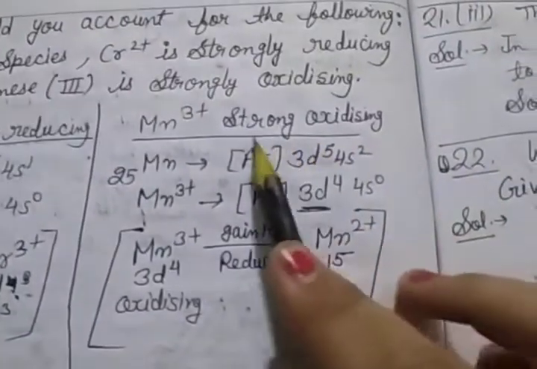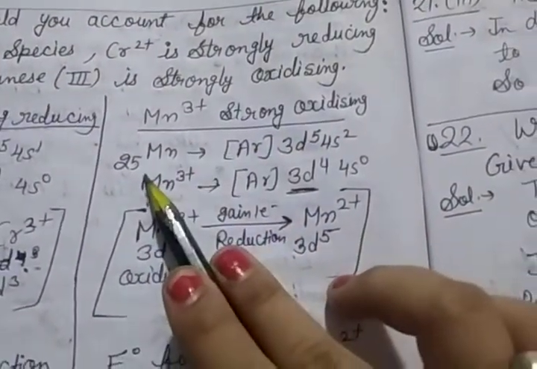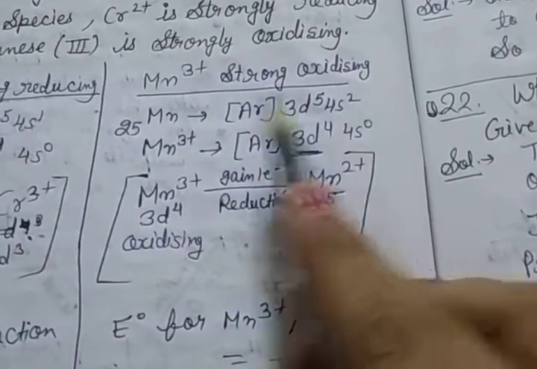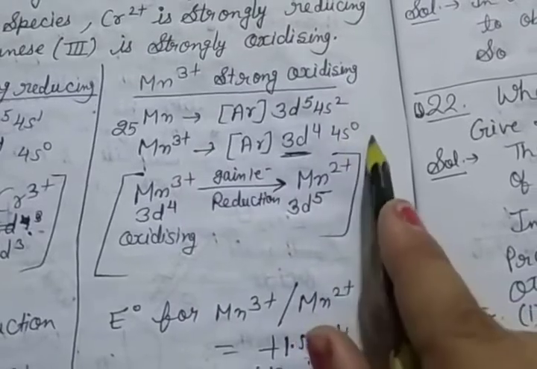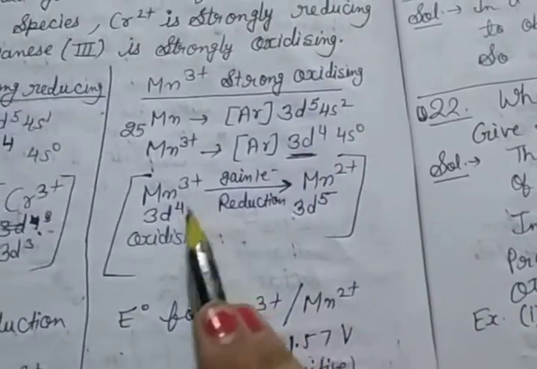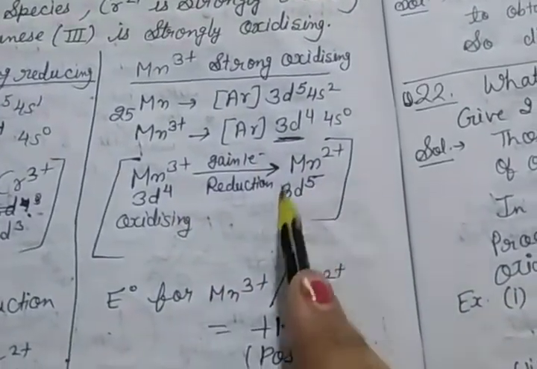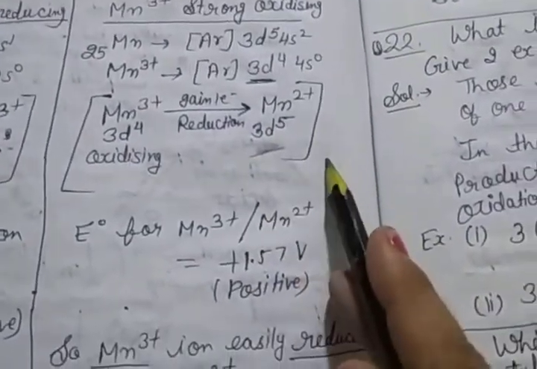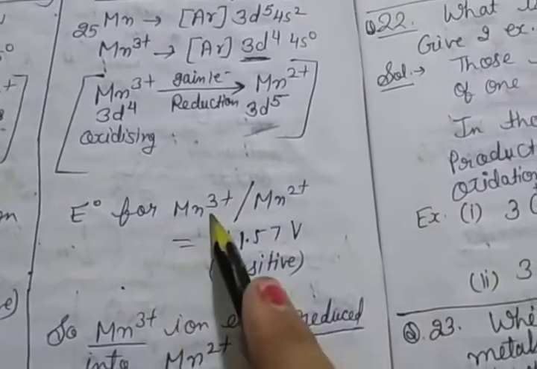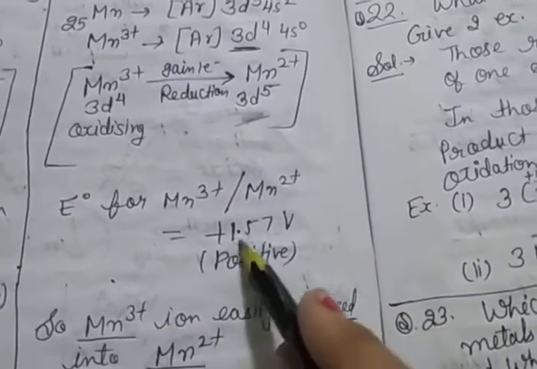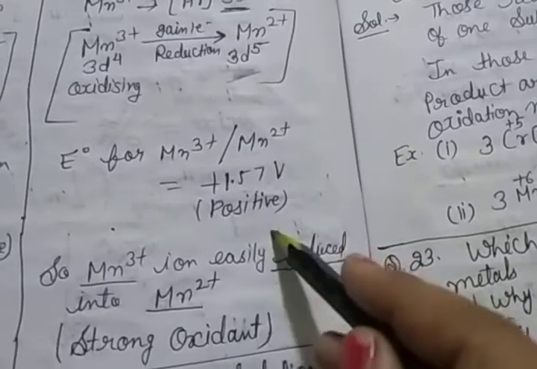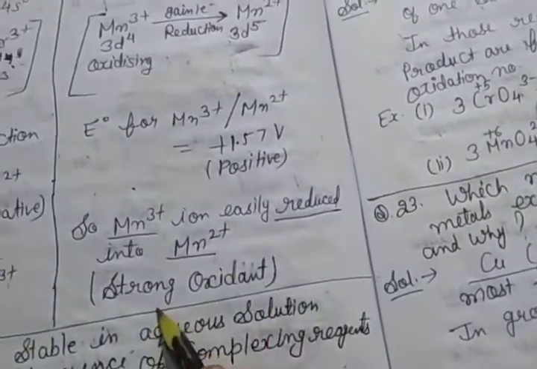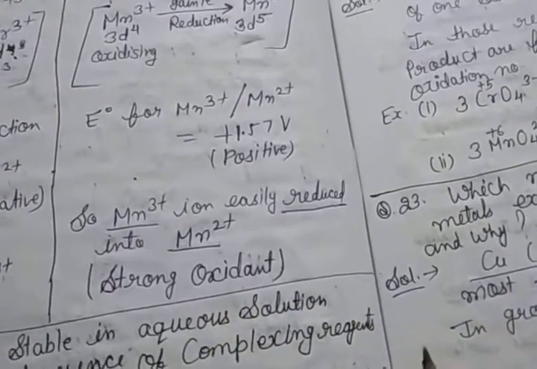But in the opposite way, manganese has atomic number 25 and electronic configuration argon 3d5 4s2. For Mn 3 plus, 3 electrons are removed, so 3d4. So d4 gains one electron and converts into d5, a half-filled configuration, which is stable. The electrode potential value for Mn3 plus converting to Mn2 plus is 1.57 volt positive. So the Mn3 plus ion is easily reduced into Mn2 plus, so it is a strong oxidant.